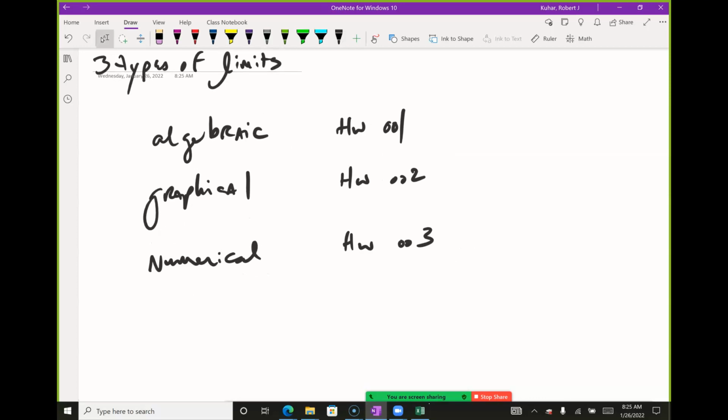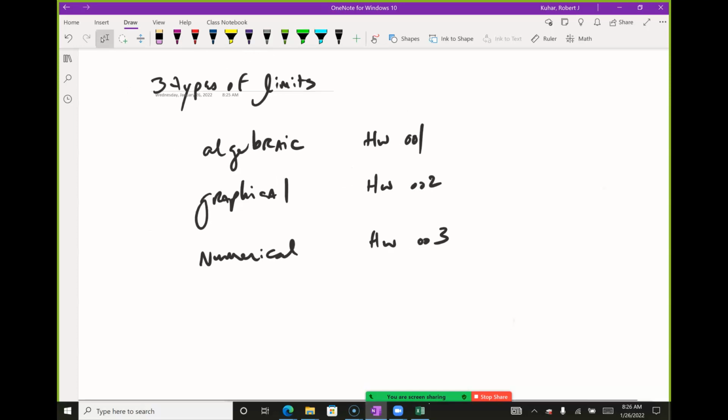But the only one I'm going to ask you on the test is algebraic. But I like having these three processes because each of them could verify the other. And that's something that you're going to do on your test. You're going to solve it algebraically, and then you're going to verify that you got it right, either by looking at the graph or by doing a table. And I'll show you how to do both of those today.